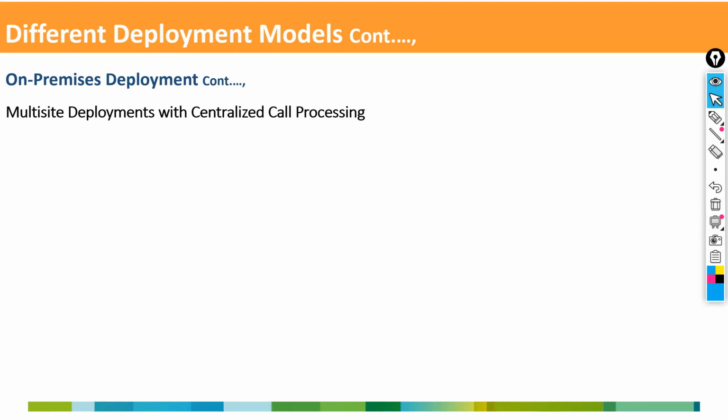Next is multi-site with centralized call processing. Multi-site means now you have an office in Bangalore also, and Singapore also. In Singapore, we have very few IP phones. For that, it is not required to install one CUCM. The Singapore office IP phones can also be registered under the Bangalore one. For this type of deployment, we say multi-site with centralized call processing. And this is the very famous deployment model.